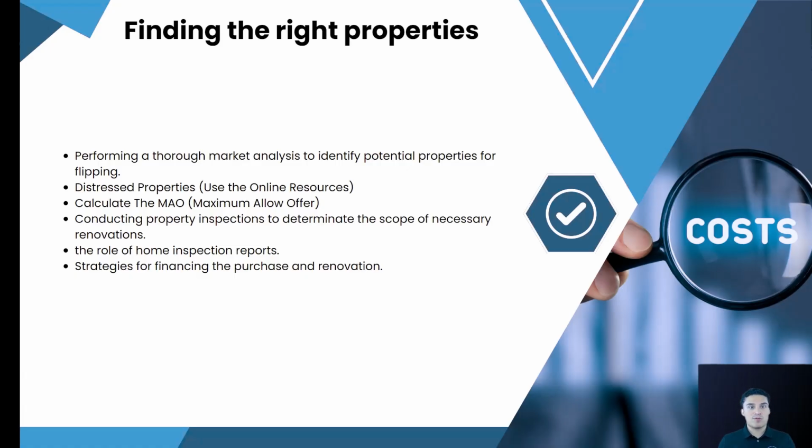We're going to go over that multiple times throughout this course, because once it becomes second nature, you're going to be able to calculate right away how much money you want to make, what the offer is going to be like, and so on. Next, conducting a property inspection to determine the scope of necessary renovations, basically exactly what you need in order to calculate how much it is going to require for you to flip a property. And then of course the role of home inspection reports. We'll get into details about why this matters, and strategies for financing the purchase and renovation. A lot of these things we're going to keep repeating throughout the course, but this is the first initial step in order to get started.